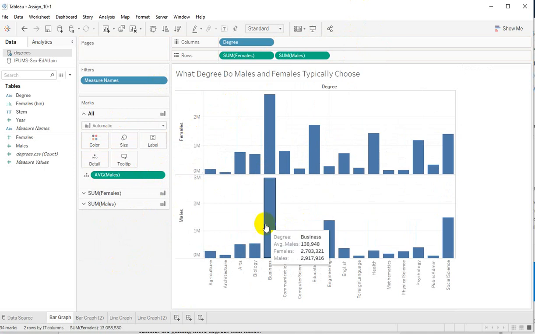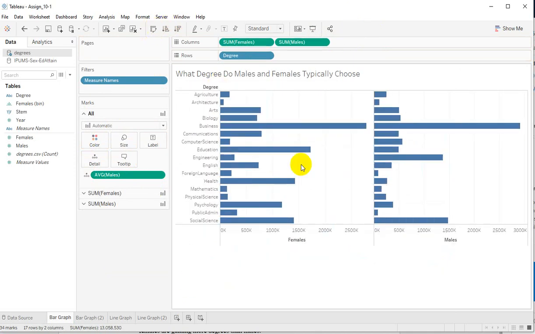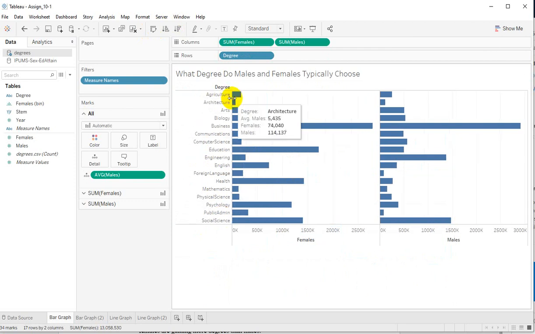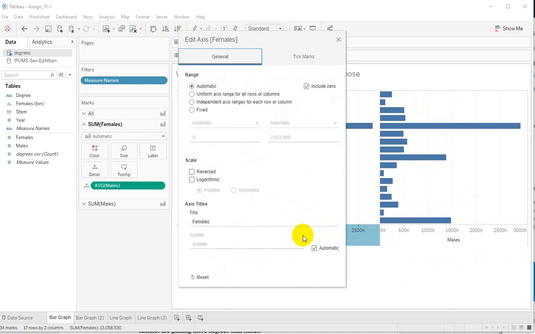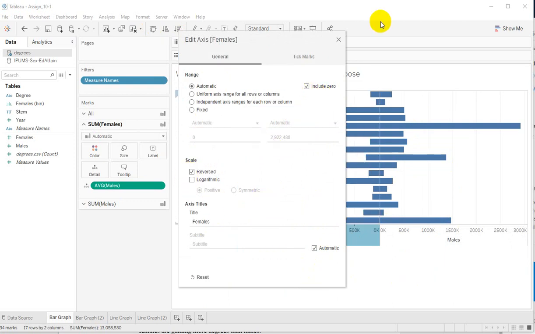Okay, the second thing that's going to make this easier to read is by rotating it sideways. Now all of a sudden we can focus on what the actual degree names are. And now we've got the total for females and males stacked up next to each other. And the easiest thing to do here, I think, to make this more legible is to reverse one of the axes and create kind of a classic pyramid plot.